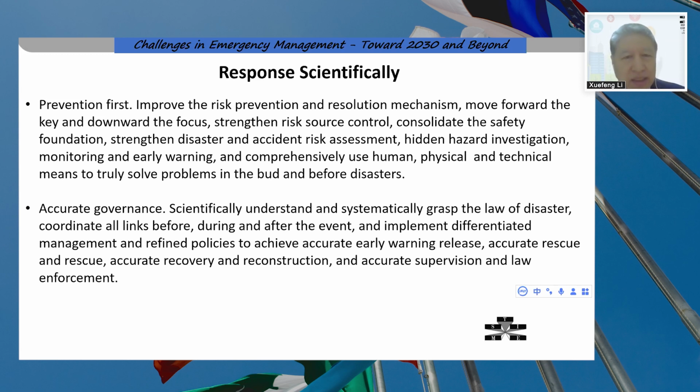And the second aspect is accurate governance, which means when any disaster comes, we should react accurately. Why do we say this? Because nowadays, very frequently, people would like to recreate more than the real demand. More volunteers arrived on site. In fact, we do not need so many people. More materials, more officials. So now we would like to push to achieve accurate early warning release, accurate rescue, accurate recovery, and so on.